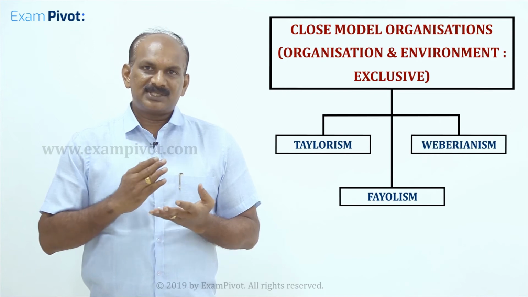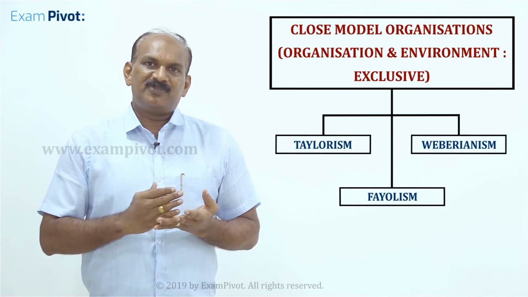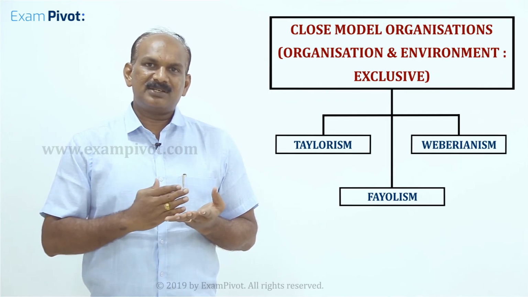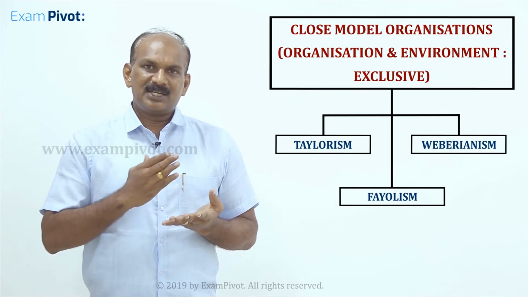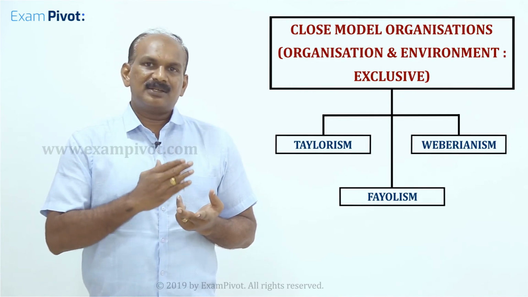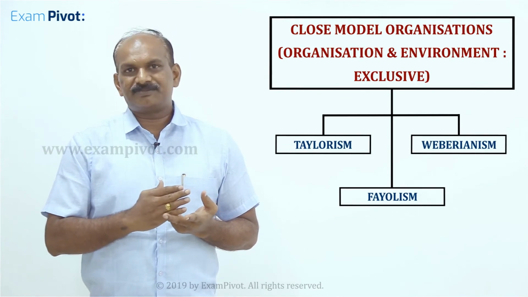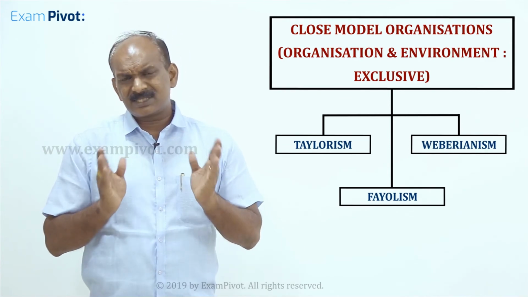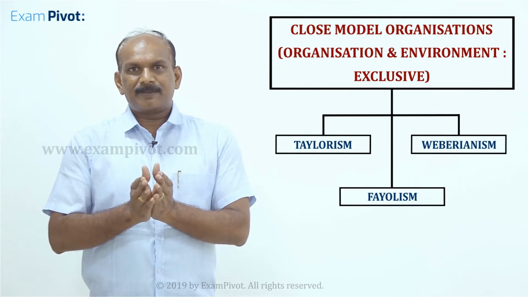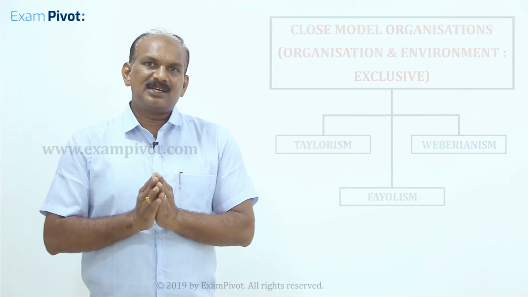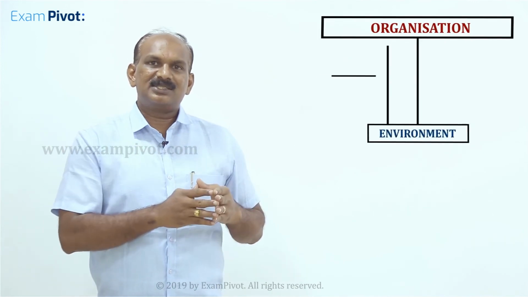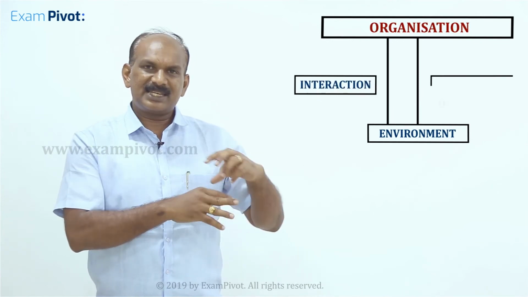One is Taylor, Weber and Fayol, or we call it the scientific management theory of Taylor, the administrative management theory of Fayol and the Weberian bureaucratic system. These come under this, and this is closely connected with the industrial revolution and science and technology, or efficiency and economy.